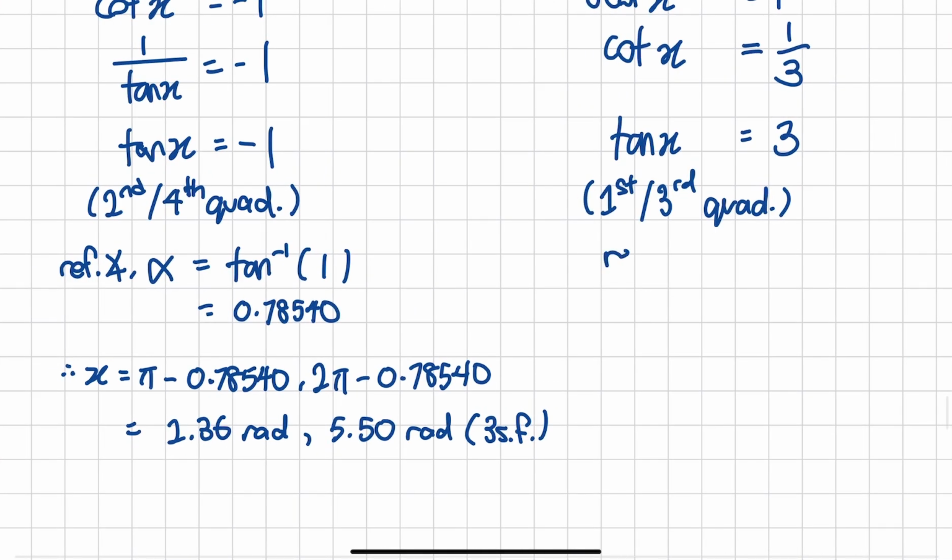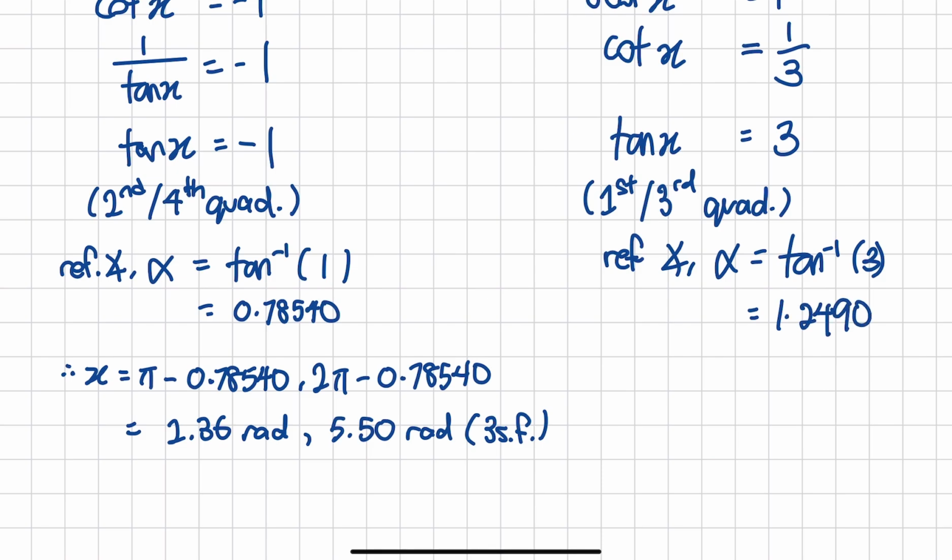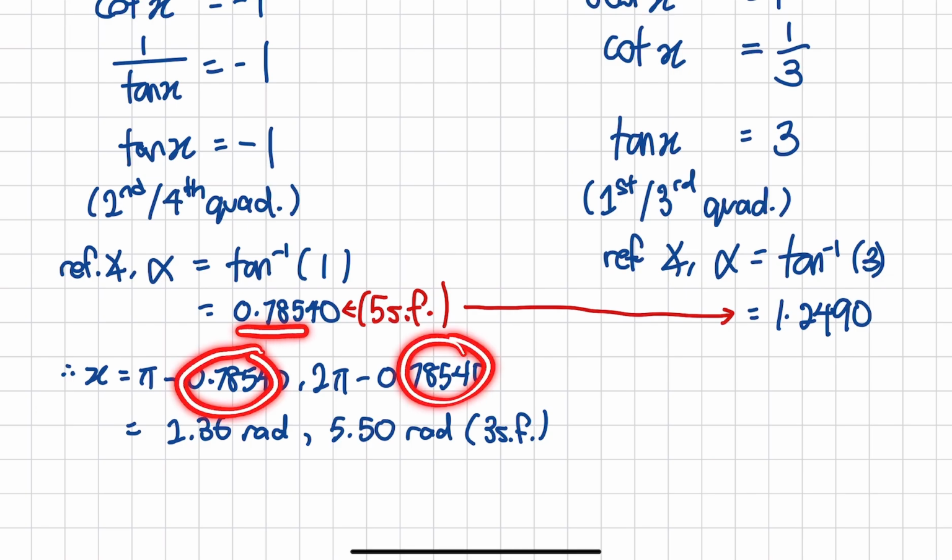Find the reference angle for tangent x equals 3. Reference angle alpha is tangent inverse 3. Okay, press this in your calculator, you should get 1.2490. We usually write the reference angle to 5SF. Maybe let me highlight this. 5SF. Why 5SF? This is an intermediate answer, not the final answer. So we do not round off to 3SF. If not, your answer here will be inaccurate. So we keep 5SF so that we can use it in the next few parts, so your final answer will be accurate.